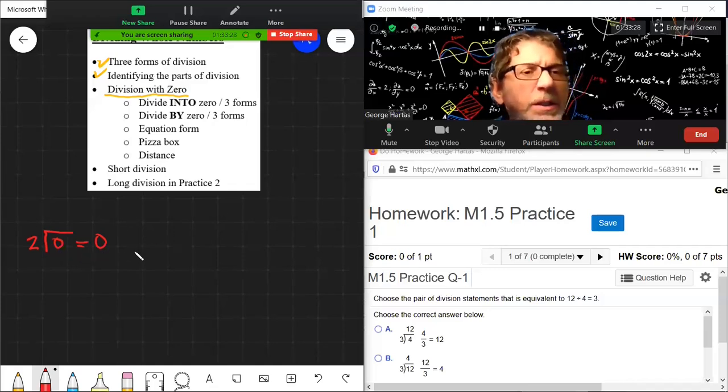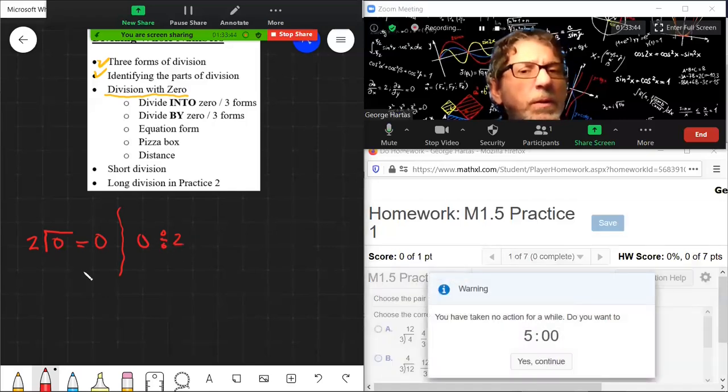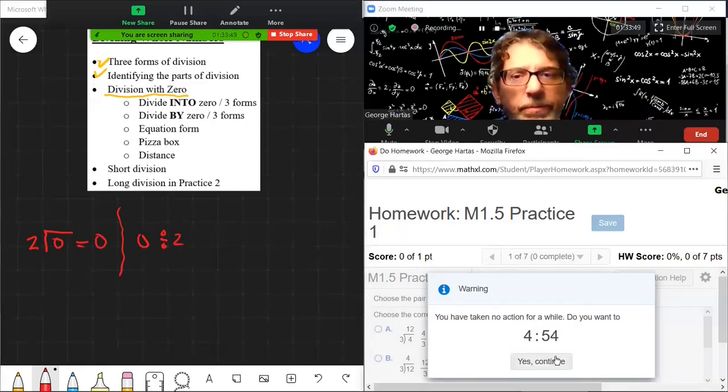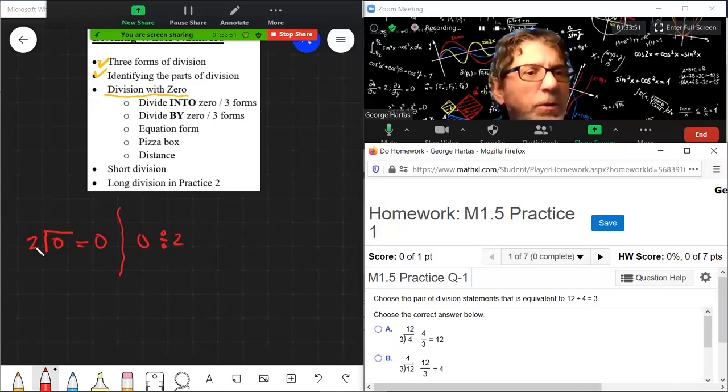Another way to represent it is this. 0 divided by 2. Okay, that's the other way to represent it. 0 divided by 2 is 0. So you've got to be careful of the verbiage so you don't mix these up, right? 0 divided by 2. And we know the answer is 0.